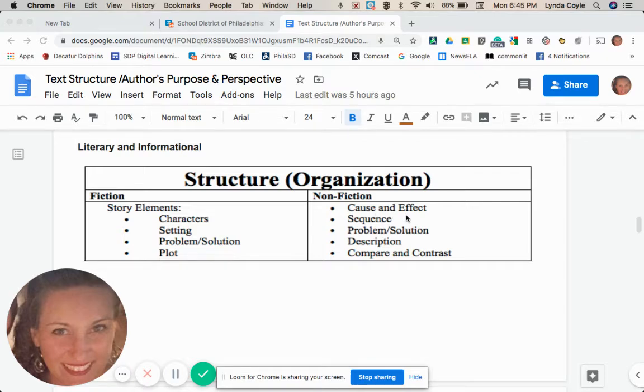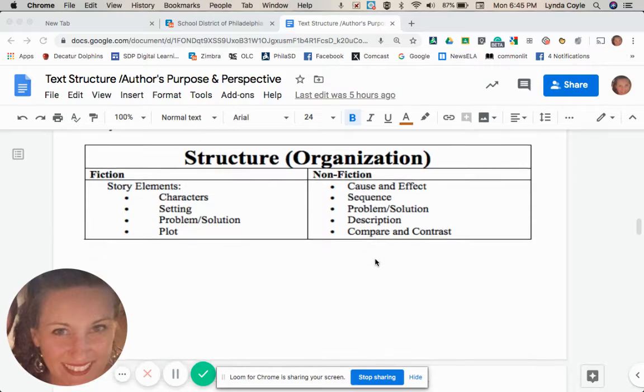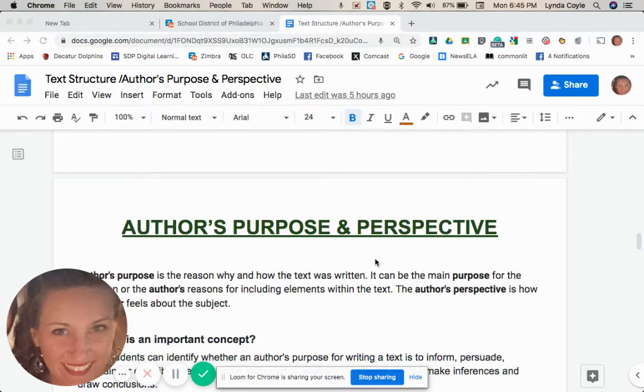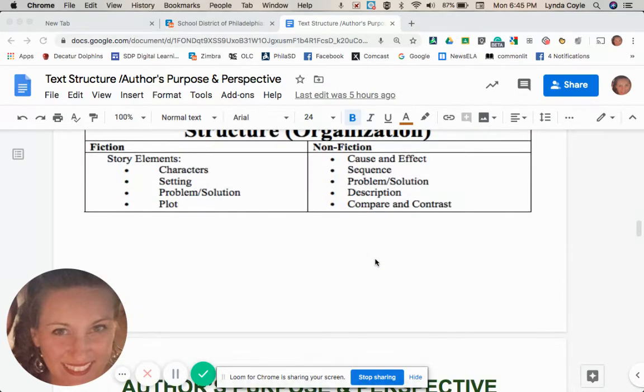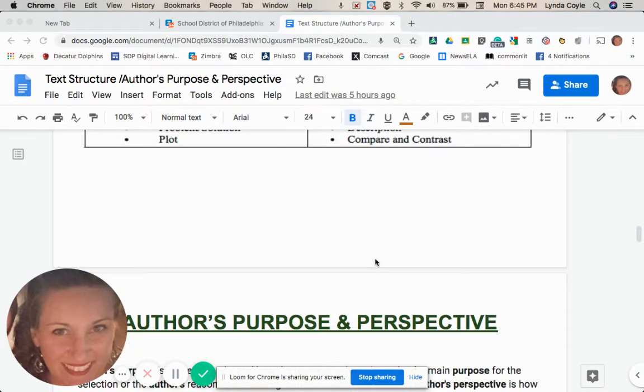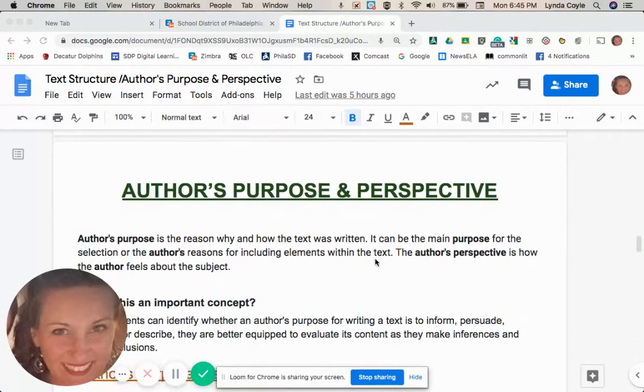Are they cause and effect? Are they step-by-step sequencing? Is there a clear problem and solution through that? Are they just describing or descriptively telling you about something? Or are they compare and contrasting two different things? And that's some of the things you can look at as text structure. You need to use text structure in order to see how the author is conveying the information.